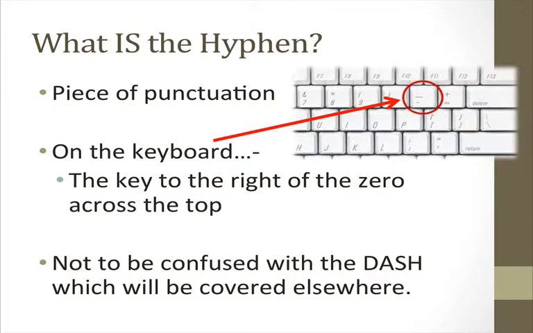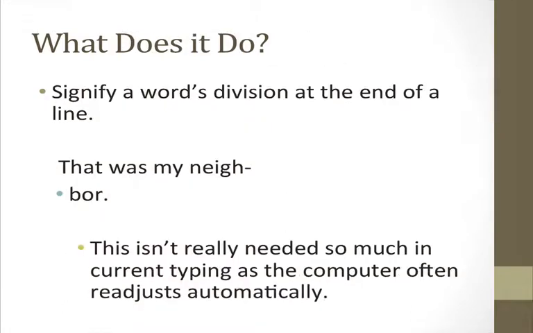It is a piece of punctuation, and when you are typing on your computer keyboard, it is that little sideways horizontal line to the right-hand side of the zero. You type the hyphen just by hitting that button. You do not hit Shift and then that button because that creates an underline or an underscore, but just simply hit that button once and that is a hyphen. Now this is not to be confused with the dash, which we will cover in other podcasts. So again, we are looking at the hyphen. So what does it do?